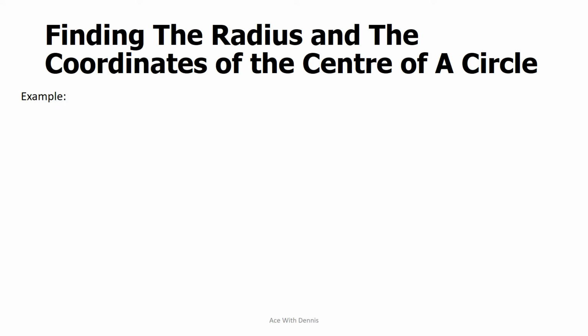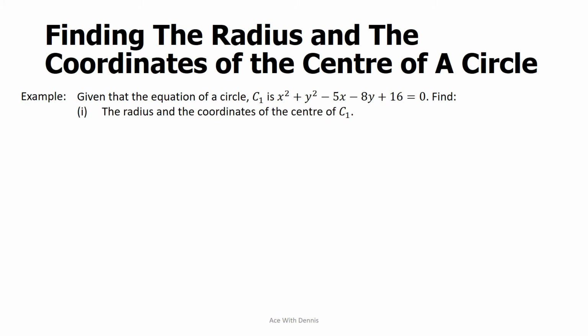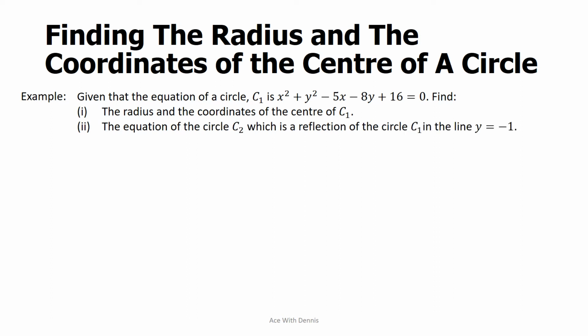Now let's look at this example to find the radius and the coordinates of the center of a circle. Given that the equation of a circle C1 is x squared plus y squared minus 5x minus 8y plus 16 equals 0, find the radius and the coordinates of the center of C1. Then find the equation of the circle C2, which is a reflection of the circle C1 in the line y equals -1.